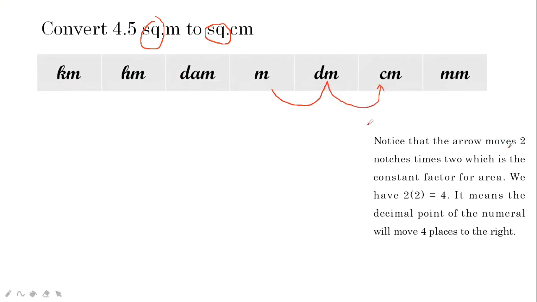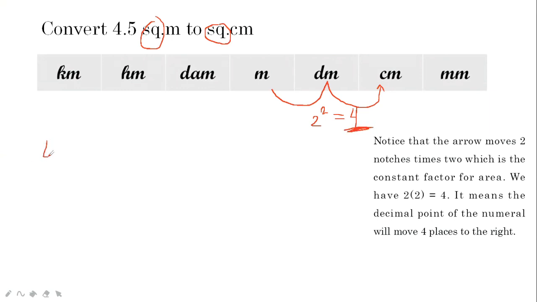So, notice that the arrow moves 2 notches times 2, which is the constant factor for area. Kasi nga, yung 2 square, diba, that is 2 multiplied by 2. So, we have 2 multiplied by 2 is equal to 4. It means the decimal point of the numeral will move 4 places to the right. So, ayun yung sinasabi ko. Since dalawang beses siya minove, so that is square, and that is equal to 4. 2 raised to 2 is equal to 4. Ibig sabihin, 4 na beses natin siyang i-move going to right.